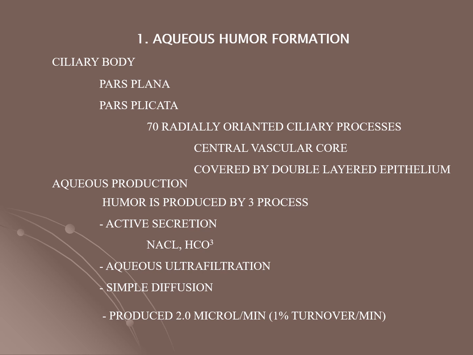Aqueous production is by three methods: mainly active secretion by the ciliary body, aqueous ultrafiltration, and simple diffusion. 80% is through active aqueous secretion, and the remaining 20% is by ultrafiltration and simple diffusion. Here, sodium chloride and bicarbonate are secreted by the double-layered epithelium, and bicarbonate secretion is facilitated by carbonic anhydrase, an enzyme.